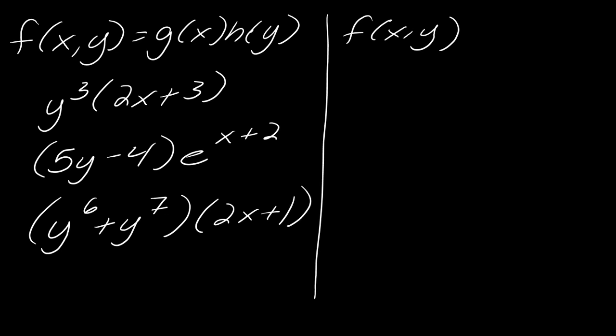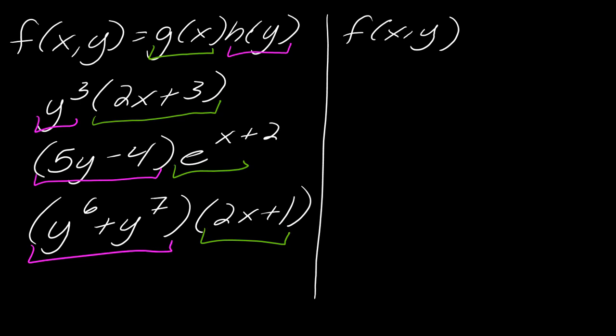So notice, if this color stands for my g of x and this color stands for my h of y, so here would be my g of x function each time, and here would be my h of y function each time, right? So you can definitely see how these can be written as a product, but lots of things don't work like this.